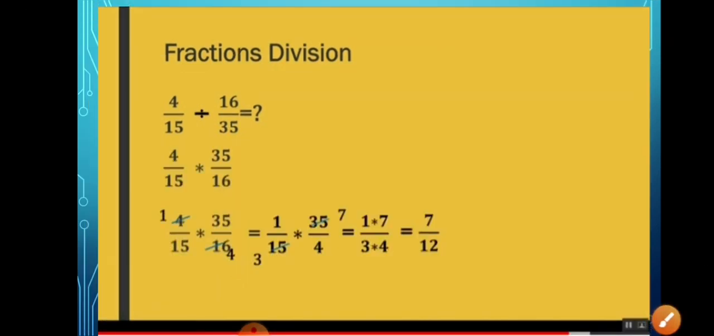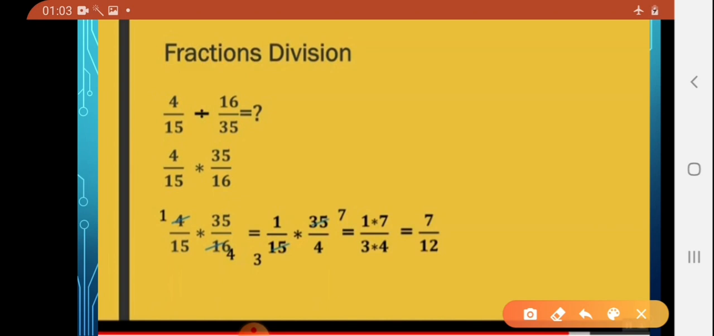Now see what is done. 16 upon 35 has been changed into 35 upon 16. Same method as multiplication, you will do 4 upon 15 into 35 upon 16. Now you can reduce it, and this also can be reduced. So numerator side 1 into 7 and here 3 into 4, the answer has come 7 upon 12. This was all about addition, subtraction, multiplication and division of fraction.